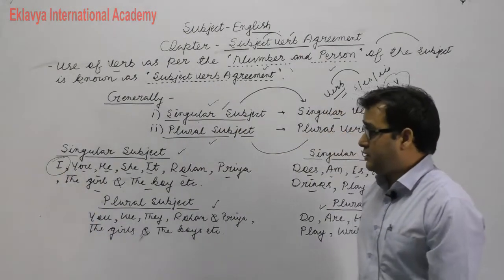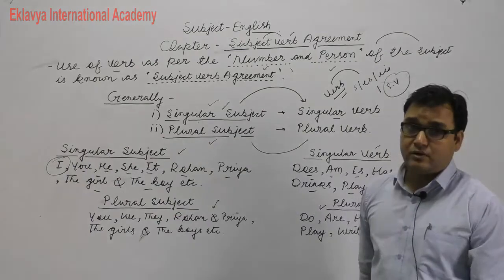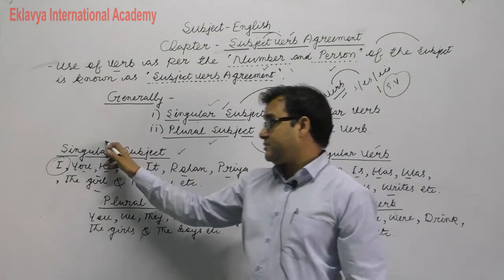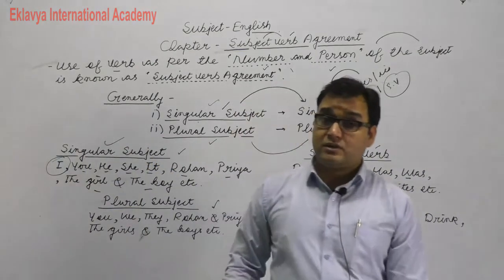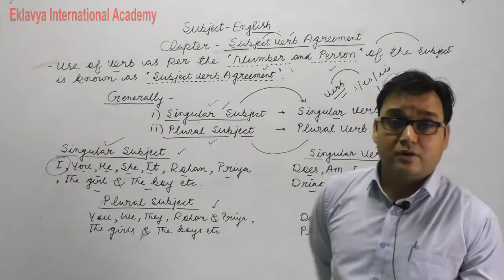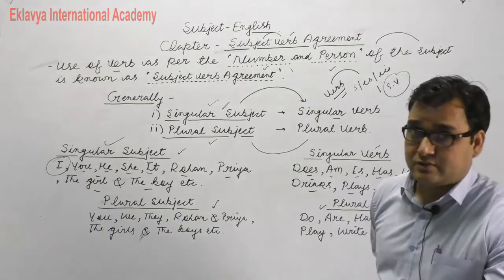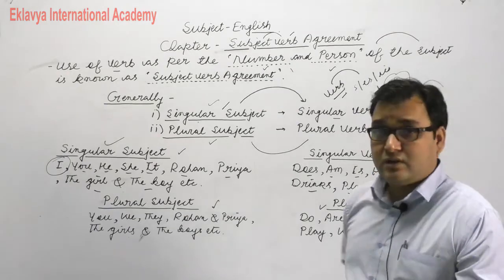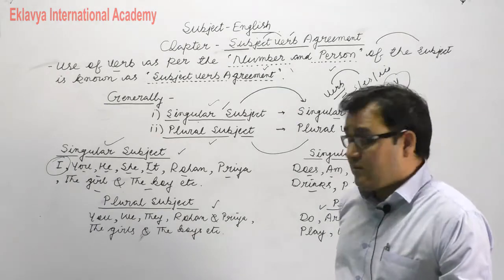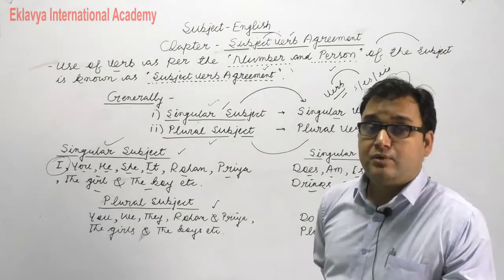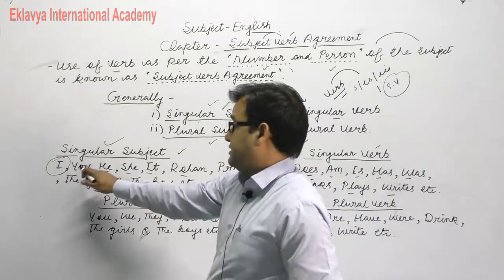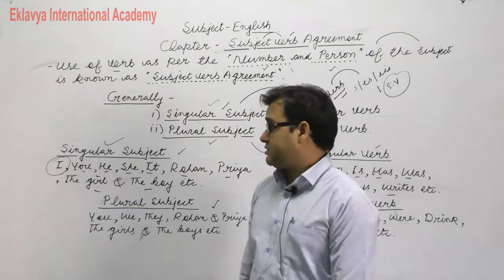Here I have mentioned I as a singular subject. For your knowledge, I is a singular subject, but it is used with singular and plural verbs. The same will come in rule number 1 in this chapter. I is a singular subject, but it is used with singular and plural verbs.